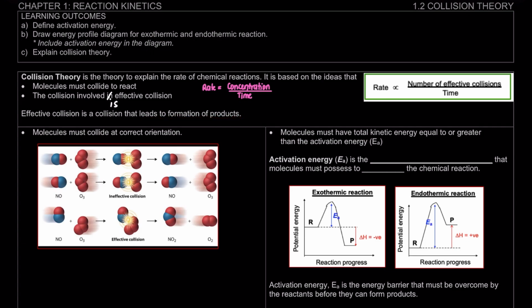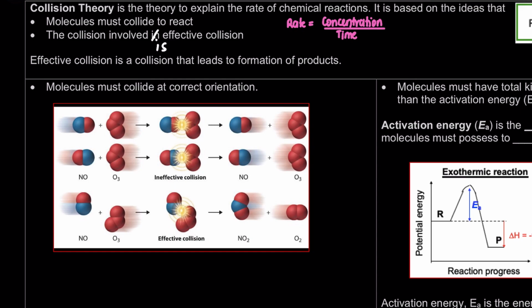So based on the collision theory, we can say that the rate is directly proportional to the number of effective collisions, but inversely proportional to time. Now we're going to look at the criteria of effective collision. There are two criteria. The first one is that molecules must collide at the correct orientation. Based on the diagram here, on the reactant side we have NO plus O3.